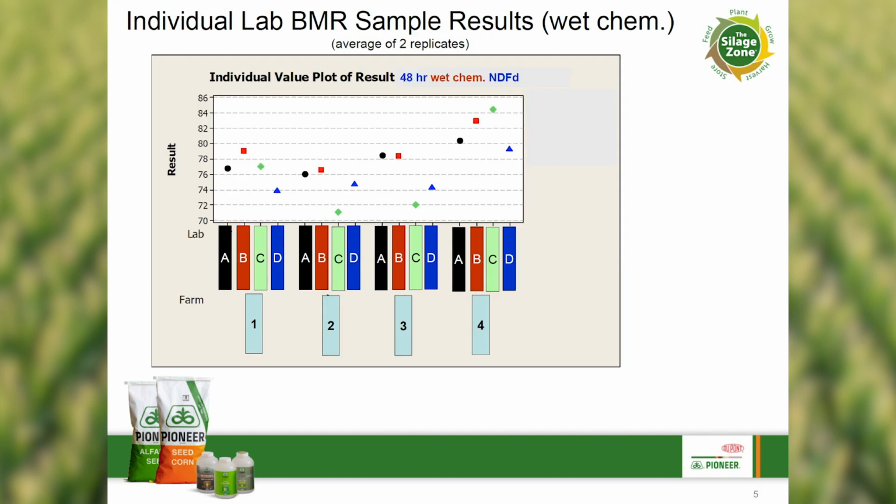Now, when we went to a 48-hour NDFD, that variation got to be less, but still, the take-home message is find a lab that you're comfortable with, stay with that lab so that the analyses that they're using is the same over time.